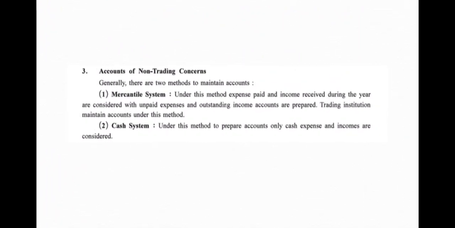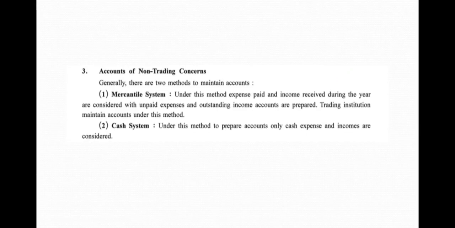Generally, there are two methods of maintaining accounts: mercantile system and cash system. Mercantile system is what? Under this method, expenses paid and income received during the year are considered, and unpaid expenses and outstanding incomes are also considered. Trading institutions maintain accounts under this method. Friends, we have seen this.